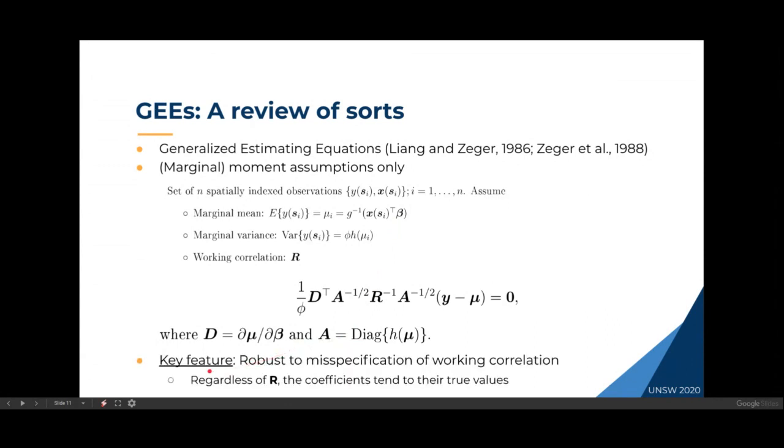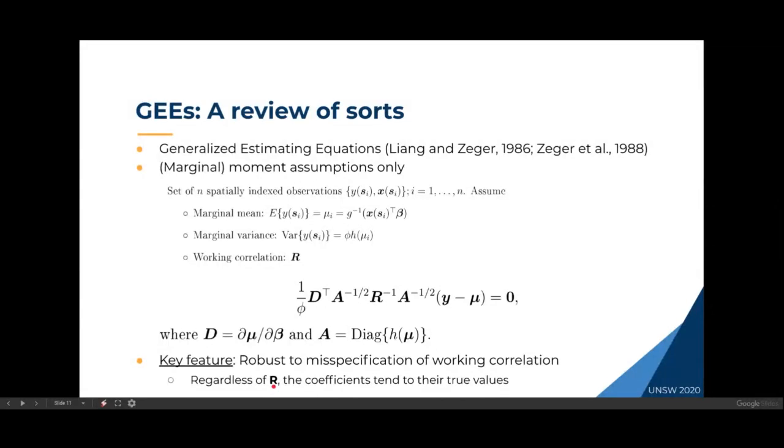Now, one of the main features of GEEs, and indeed one of the reasons that makes them quite popular, particularly in applied statistics, applied longitudinal data analysis, for example, is that they have this very nice property, which is that they're robust to misspecification of the working correlation. And what this essentially means is that, informally speaking, regardless of the choice of R, the coefficients in the GEE always tend to the true values. They're asymptotically unbiased, they're asymptotically consistent for the same thing, and the choice of R really only affects efficiency.